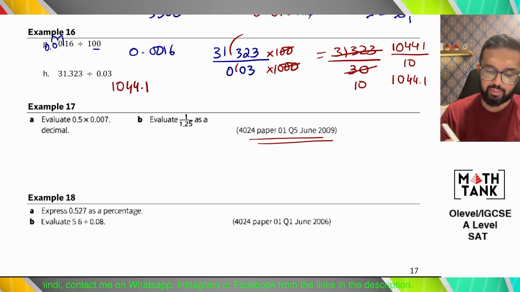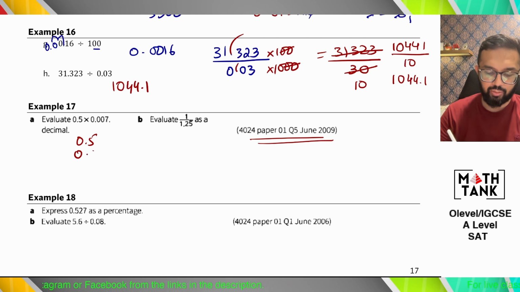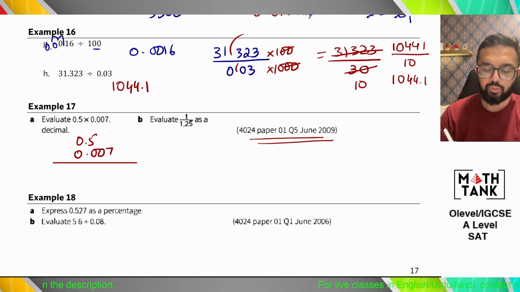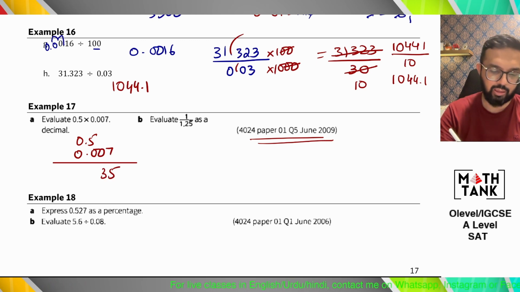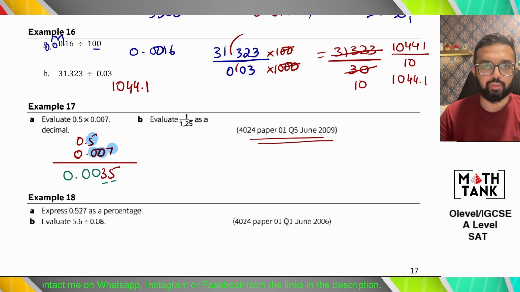Let's talk about these. This is from paper 1. So this is a no calculator. So what did you learn about multiplication? That you multiply without looking at the decimals. So it's basically 7 into 5, 35. Then how many decimal places do you need? You need 1, 2, 3, and 4. Okay, so you count your decimal places. You have 1 and 2. You put extra zeros. That's your final answer.